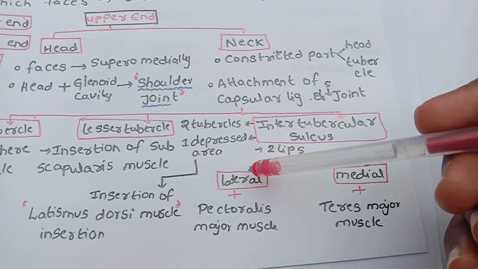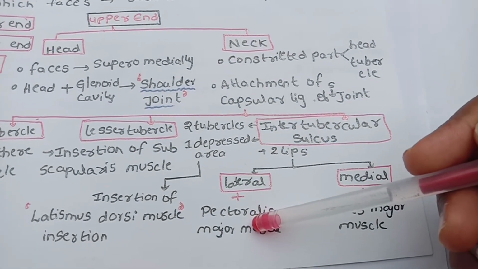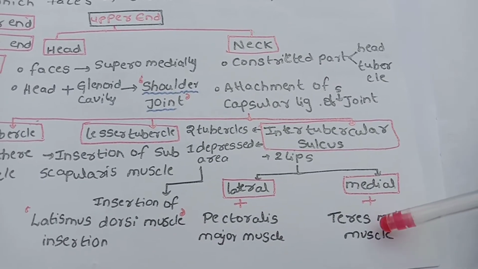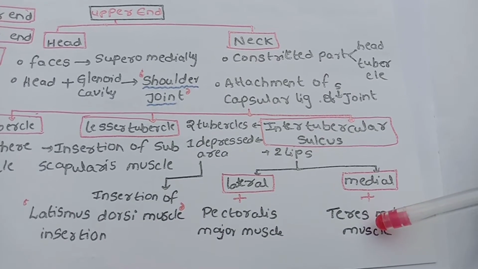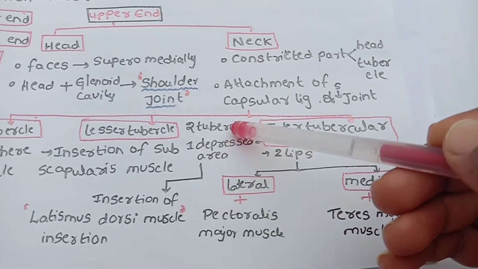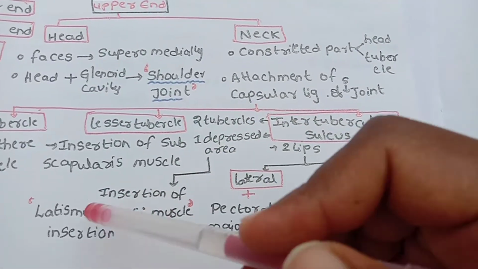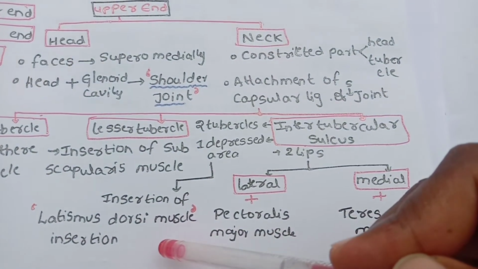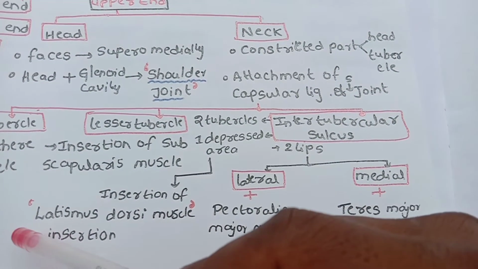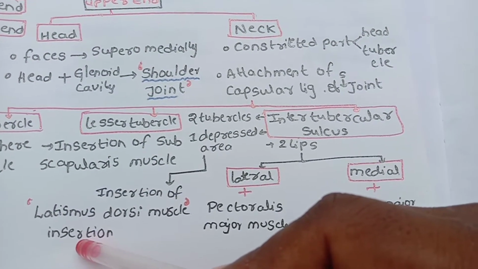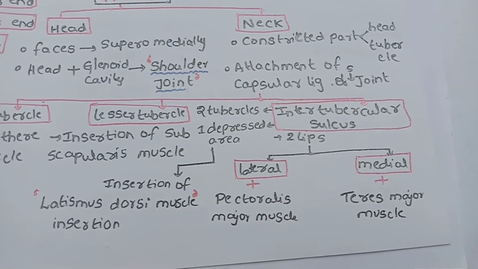On the lateral lip, there is an attachment of the pectoralis major muscle, and on the medial lip, there is an attachment of the teres major muscle. In the one depressed area, there is the insertion of the latissimus dorsi muscle, along with the two tubercles.